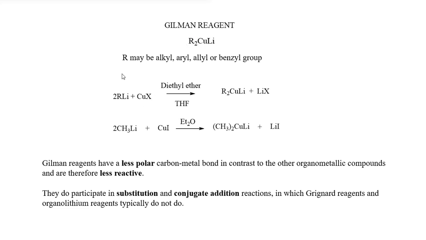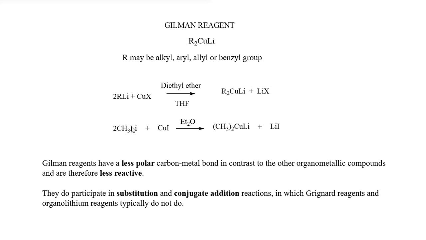It is prepared by treating organic lithium reagent with cuprous halide in presence of either dry ether or tetrahydrofuran, usually at low temperature. For example, lithium dimethyl cuprate is prepared by treating methyl lithium with cuprous iodide in presence of ether.